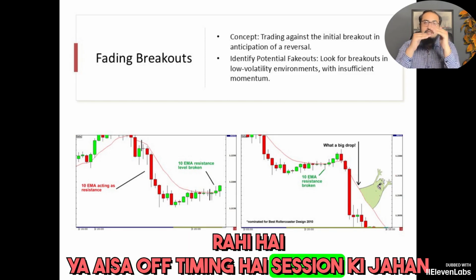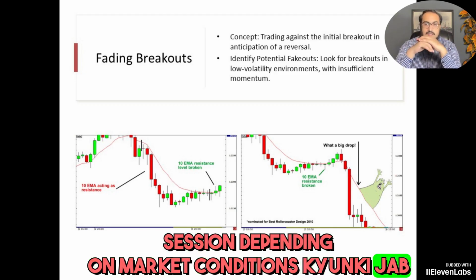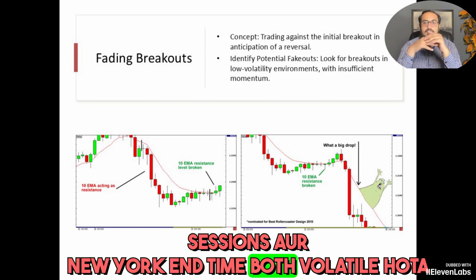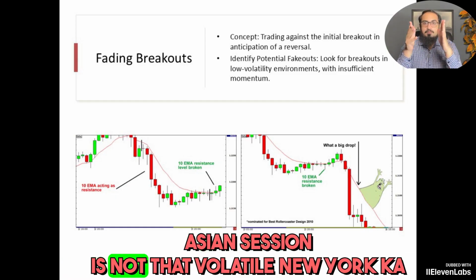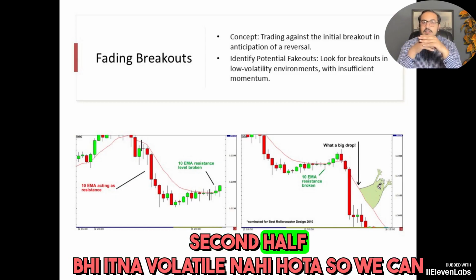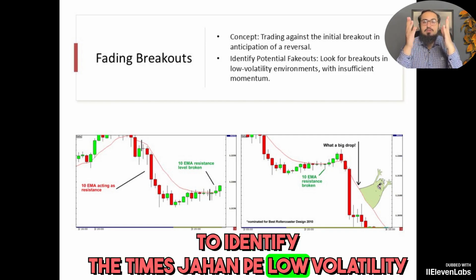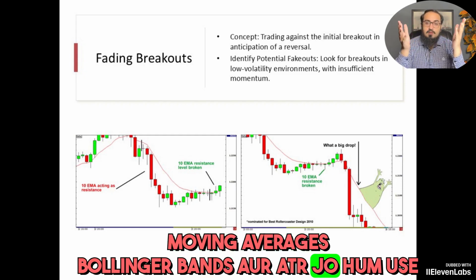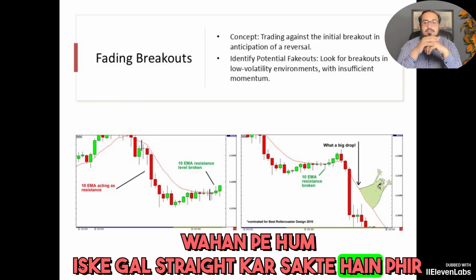If the market is ranging, or it's an off-timing session where volatility is not found, for example the Asian session, depending on market conditions, because when Trump is in power, the Asian session and New York time are very volatile. When Trump is not in power, the Asian session is not that volatile. The second half of New York is not that volatile. So we can use these timings. The session timings, we learn to identify the time where there will be a rollover trading environment. Then we have indicators, moving averages, Bollinger Bands, and ATR that we can use. There is insufficient movement here. You can trade against it there.